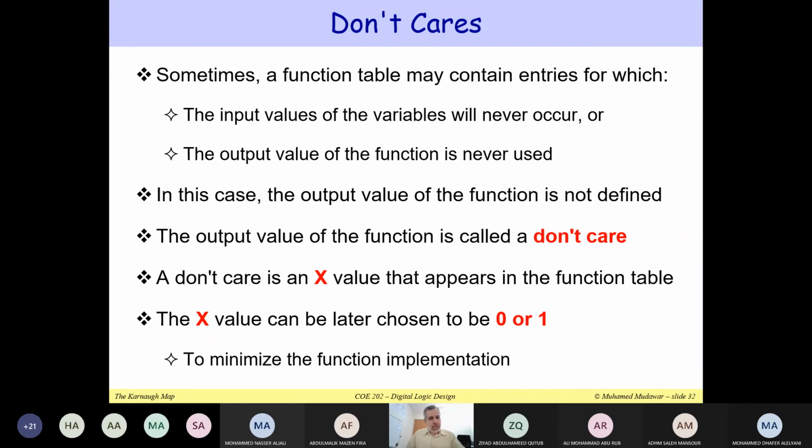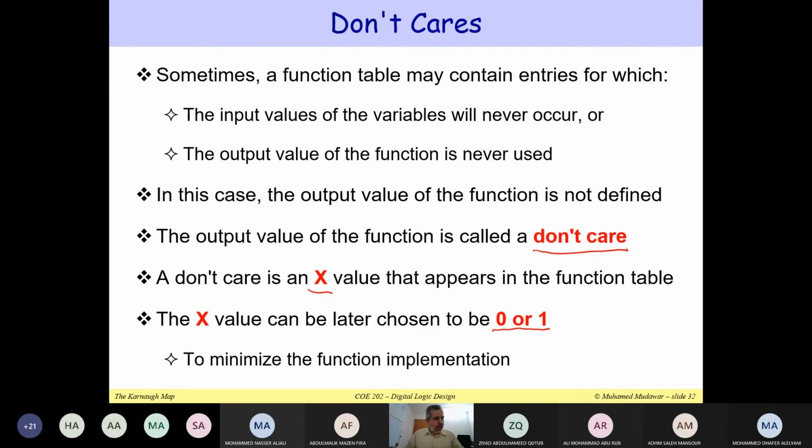In this case, we say that the output of the function is not defined. So there is no value for it. It's not 0, it's not 1, it's not defined. So you have the choice to define it any way that you want. We say that the output of the function is a don't care, and we write an x value inside the truth table. This x value, you can choose to be either 0 or 1.